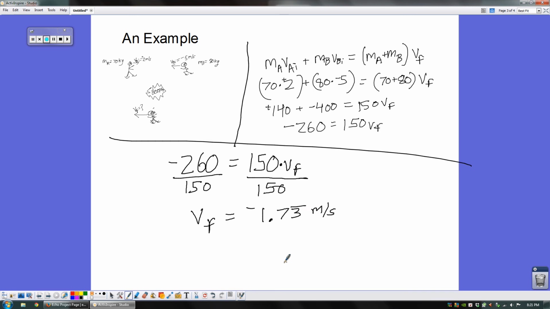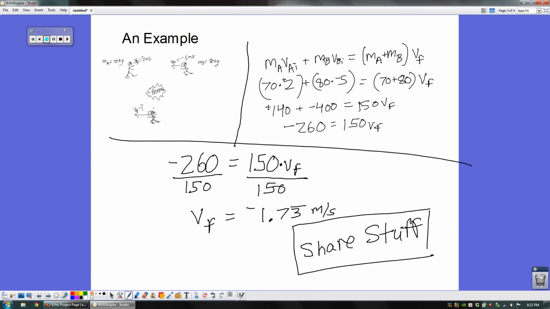So the question was, how fast does the horrible mass of people travel after the collision? The answer is they are going to the left at 1.73 meters per second. All right. If there are any questions, please pause, rewind, watch that again more slowly. If there are still questions, ask me questions on the share stuff piece on Echo.